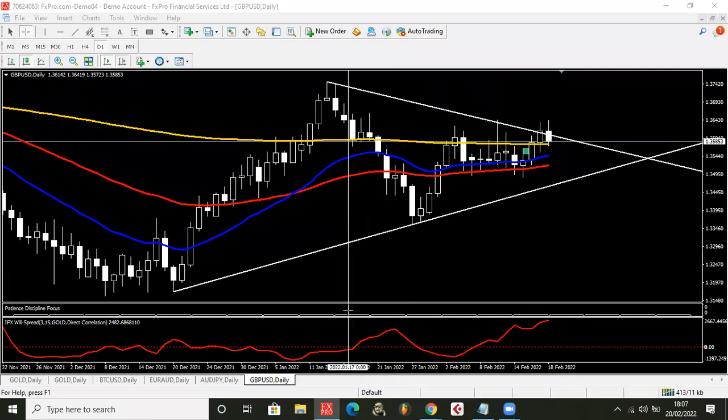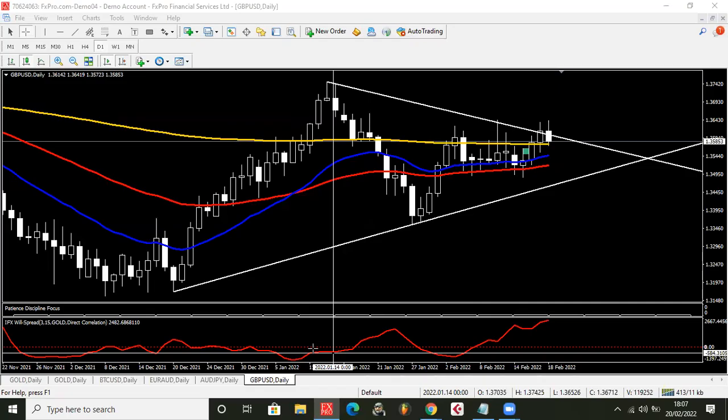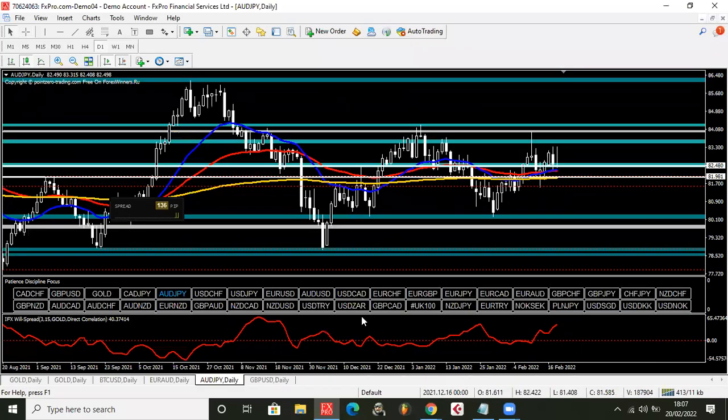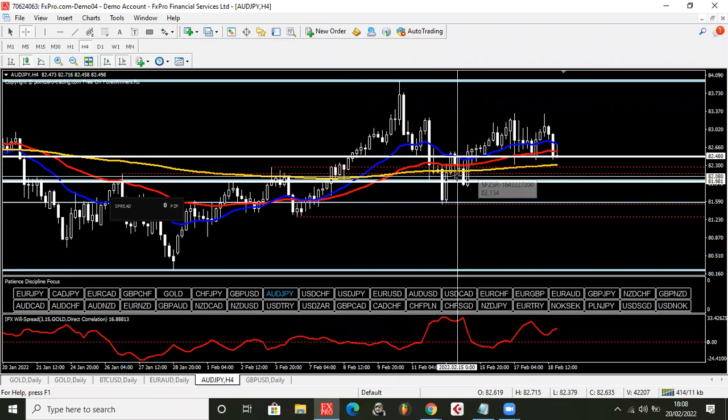AUDJPY was highly volatile. When I entered on Monday, like you said, I was waiting for a pullback, but I missed a second entry. But it went toward the direction, but before it went, it fluctuated a little bit before it went towards our presumed direction. Okay.